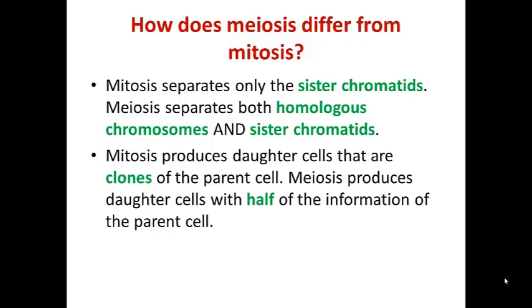Because of this difference in separation, mitosis produces daughter cells that are clones of the parent cell, meaning that they are absolutely identical to the parent cell, carrying the same genetic information. Whereas meiosis produces daughter cells that have only half of the information of the parent cell, so only the information from one of the homologous chromosomes.